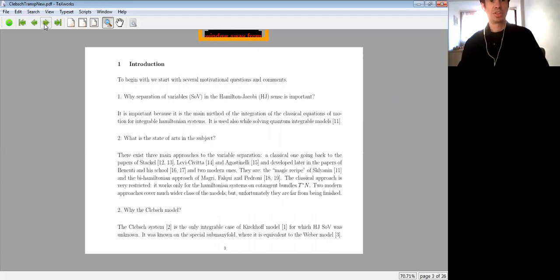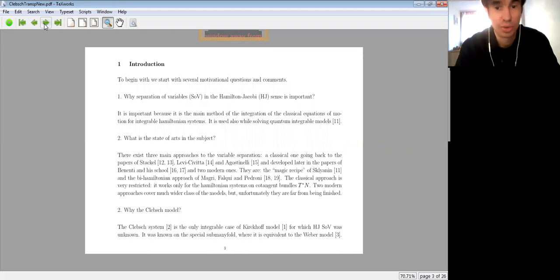Instead of the introduction, I will start with several, say, motivational questions and comments. First of all, why is separation of variables in the Hamilton-Jacobi sense important? Why are we considering this? It is important because it is the main method of the integration of the classical equations of motion for integrable Hamiltonian systems, at least those with a finite number of degrees of freedom.